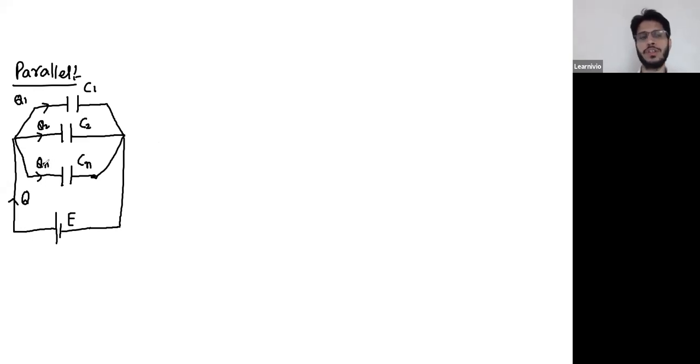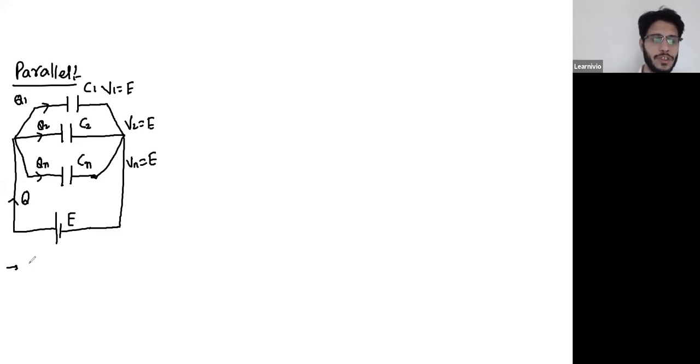Different charge will be stored in each capacitor, but the voltage across each capacitor would be the same. V1 will be equal to E, the EMF of the cell. Similarly, the voltage across the second capacitor would be E, and the voltage across the nth capacitor would be E. We did this type of arrangement in division of voltage. In this type of division, charge will divide, but voltage will remain. So the voltage across each capacitor is equal to the EMF of the cell.